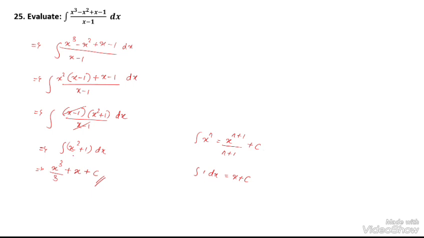Next, question number 26. Find the general solution of the differential equation. Okay, here we have to find the general solution. First, I will consider the problem, that is dy by dx is equal to root of 1 minus x square plus y square minus x square y square. We want to find the general solution.